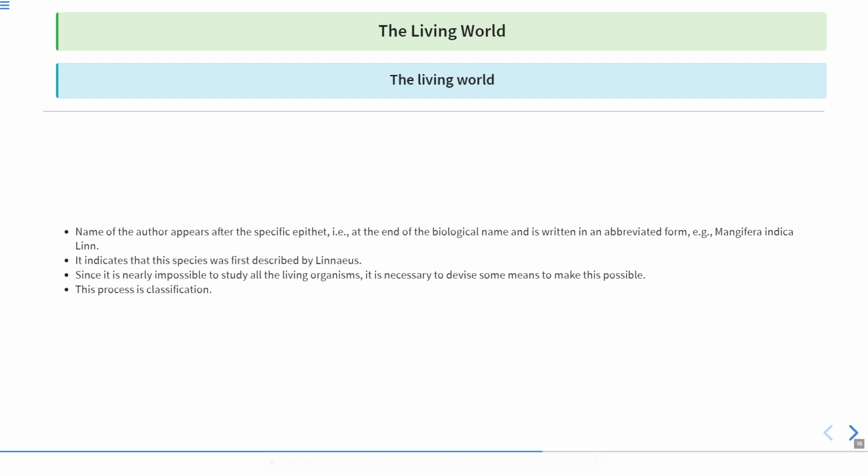Since it is nearly impossible to study all the living organisms, it is necessary to devise some means to make it possible. So many organisms are there, so it's very difficult to give names to all of them. So this process is classification. Every organism you cannot study, but what you can do is classify the organisms, and then your study becomes quite easy. And on the basis of your classification, you can give the name to the organisms.